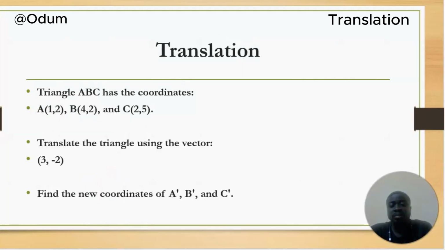Now let's take an example. Triangle ABC has the coordinates A, which is (1, 2), B, which is (4, 2), and C, which is (2, 5).